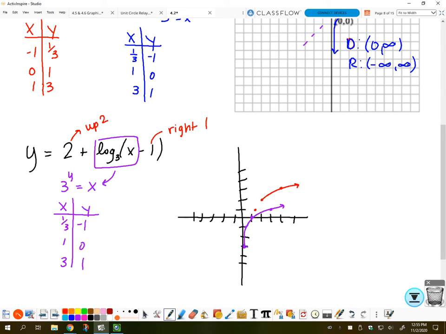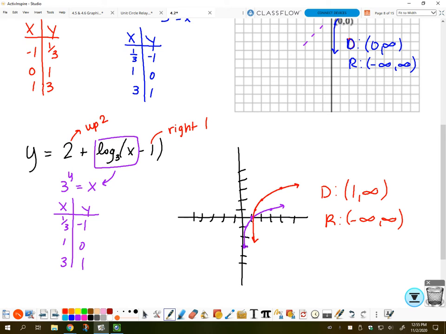What am I talking about? With a log, when you move left or right, that's when your asymptote changes. So this is going to not pass that 1 mark. All right, so we have a domain of 1 to infinity, and we have a range of all real numbers.